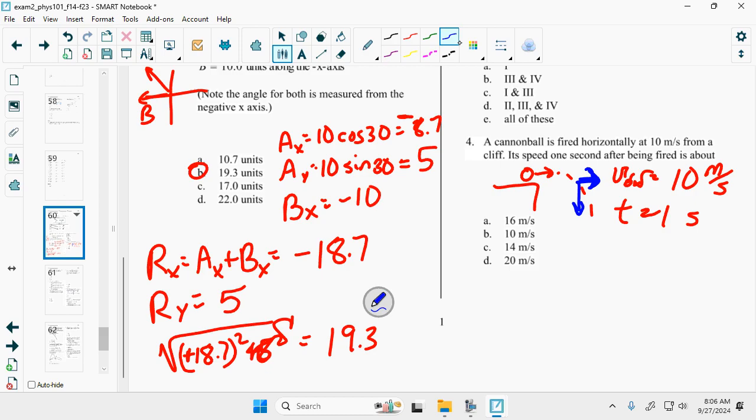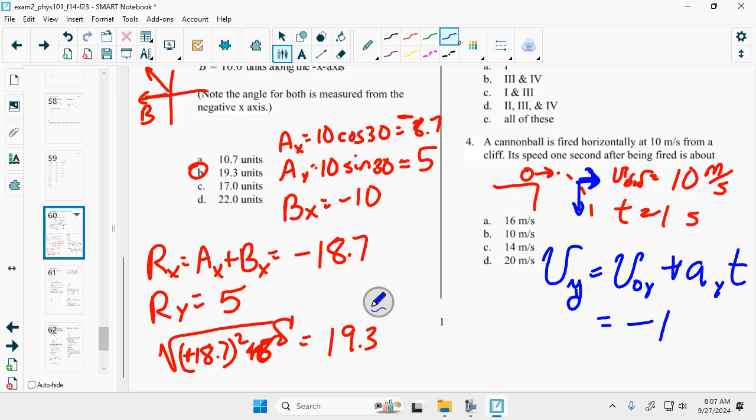Vx is going to be equal to 10 meters per second because the velocity in the x direction doesn't change. So Vx is equal to 10, and then I need to figure out what Vy is. I can find Vy. That's equal to V0y, which is 0, plus Ay times t. So that's going to be 0 plus negative 10 times t, or negative 10 meters per second. I let t equal 1. A is negative 10. That tells me my Vy.